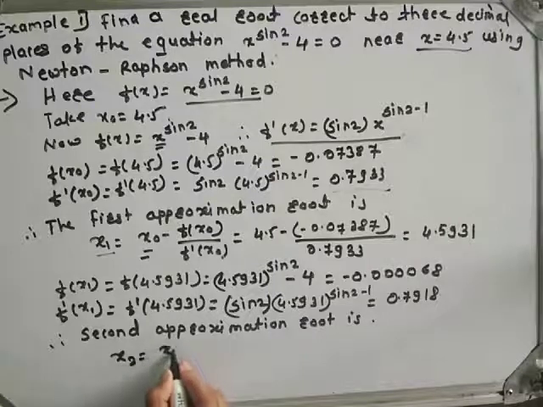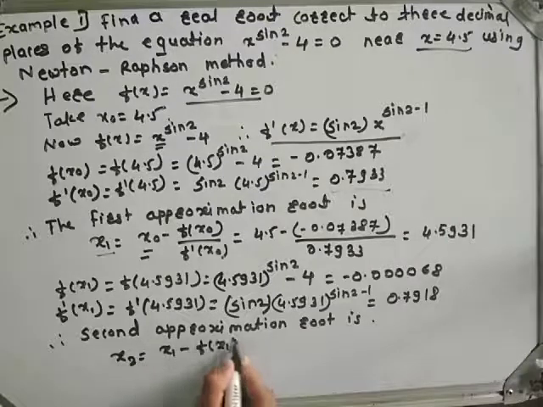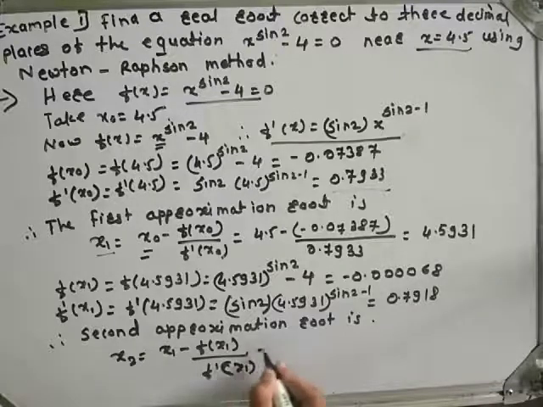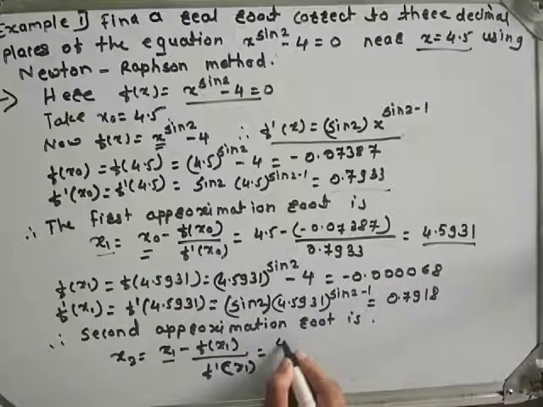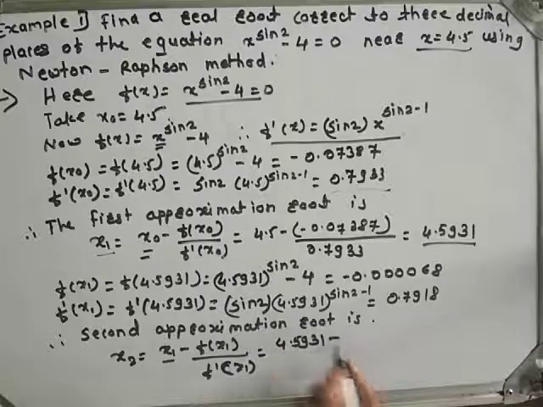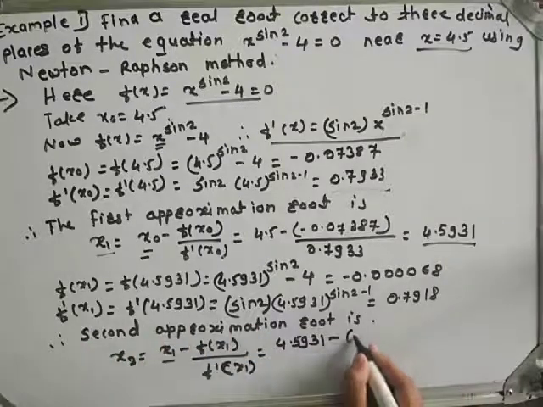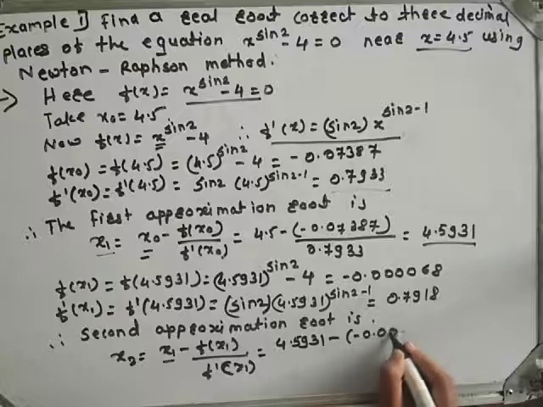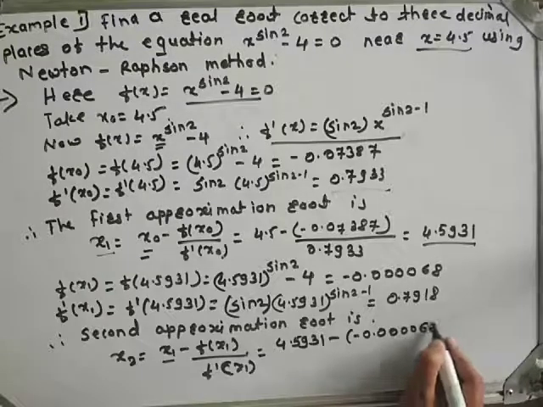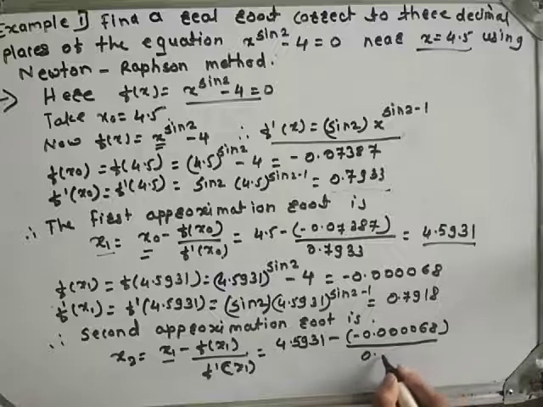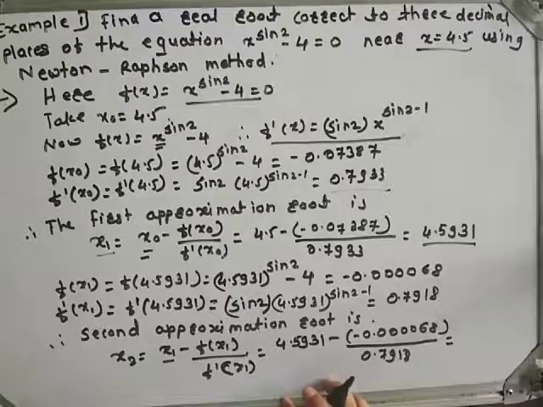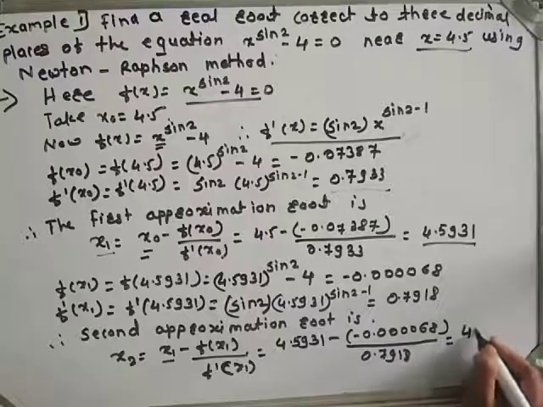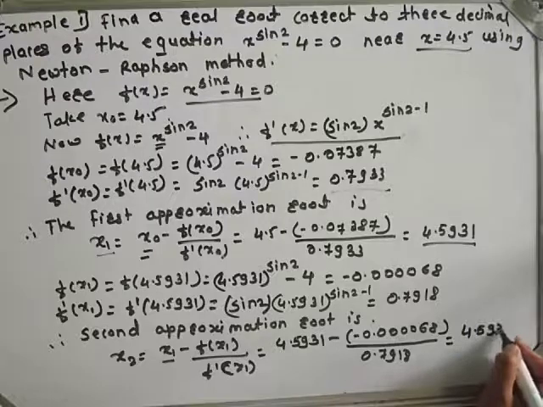Therefore, the second approximation root is x2 = x1 - f(x1)/f'(x1), which is equal to 4.5931 - (-0.00068)/0.7918. After calculating this, we get 4.5932.